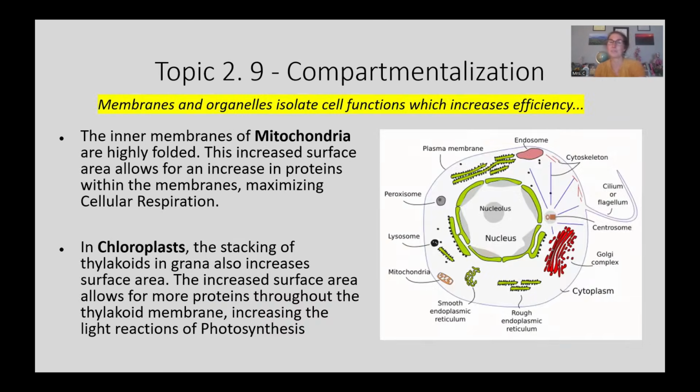All right, here we have 2.9, compartmentalization. It's a big word, but it basically means how the organelles provide different compartments for the cell. Each organelle in the cell has its own job. For example, the mitochondria, it's for cellular respiration, has a lot of membrane folding, which increases that surface area. We have the chloroplast, the stacking of the thylakoids with that job of photosynthesis.